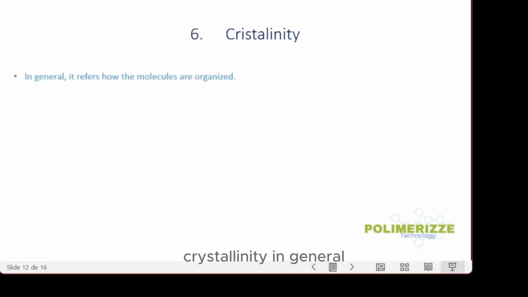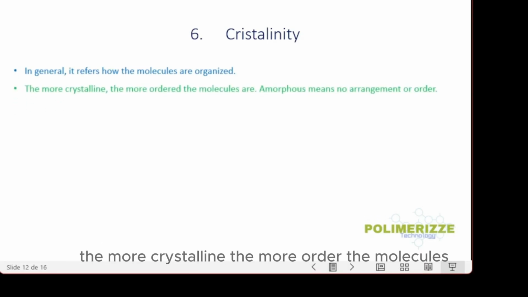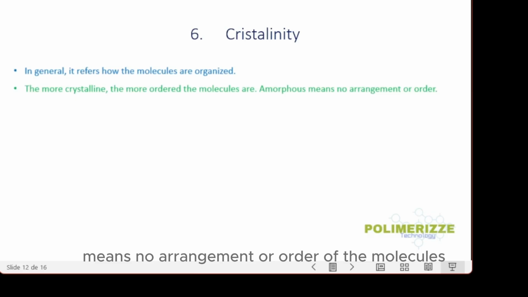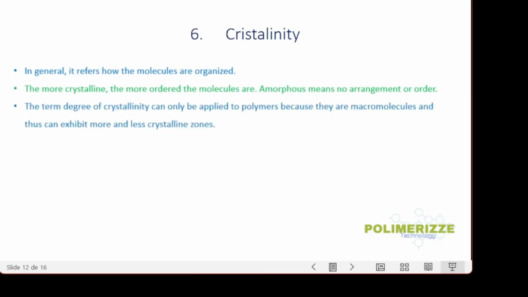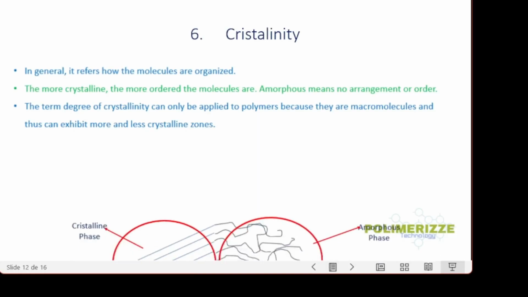Crystallinity. In general, it refers to how the molecules are organized. The more crystalline, the more ordered the molecules are. The term amorphous means no arrangement or order of the molecules. It's the opposite of crystallinity. The term degree of crystallinity can only be applied to polymers because they are macromolecules, and thus they can exhibit more and less crystalline zones.